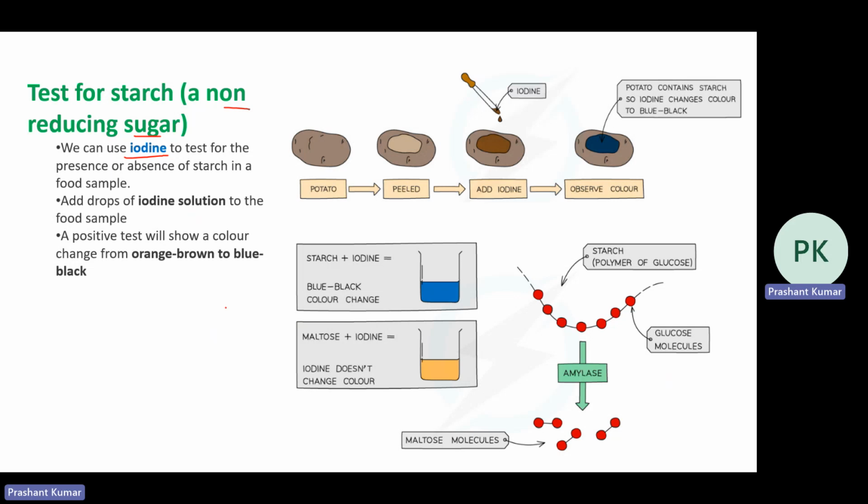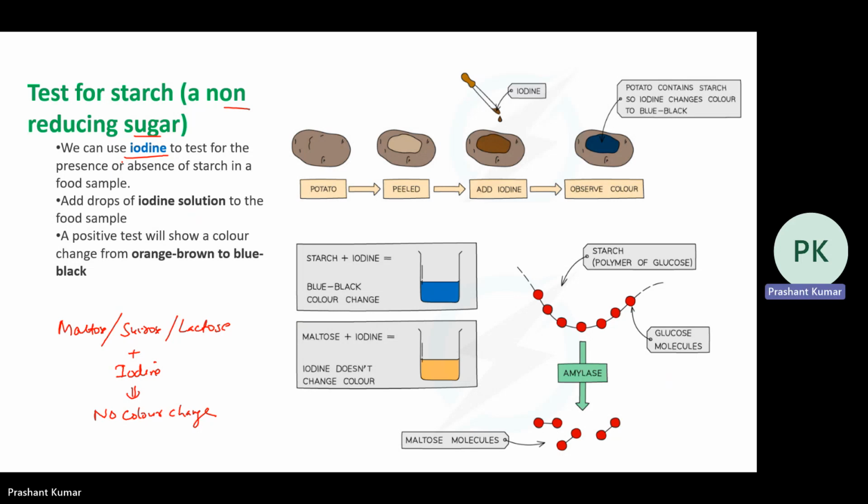If you add iodine to any disaccharide, like maltose, sucrose or lactose, which are all disaccharides, there is no color change. So always remember, the starch test, the iodine test, is only applicable for starch, a non-reducing sugar.